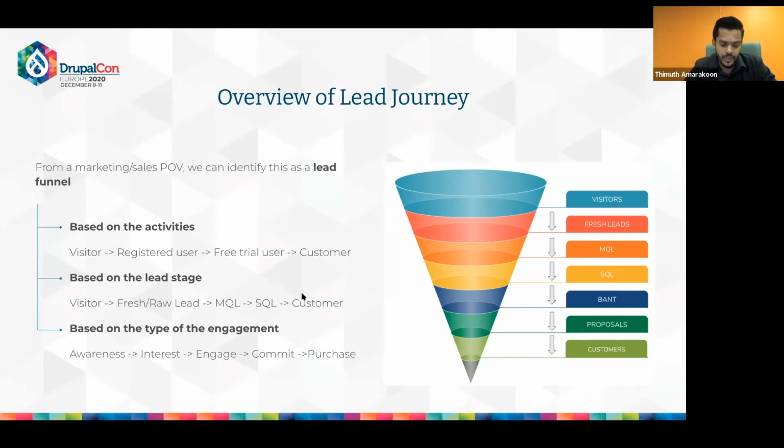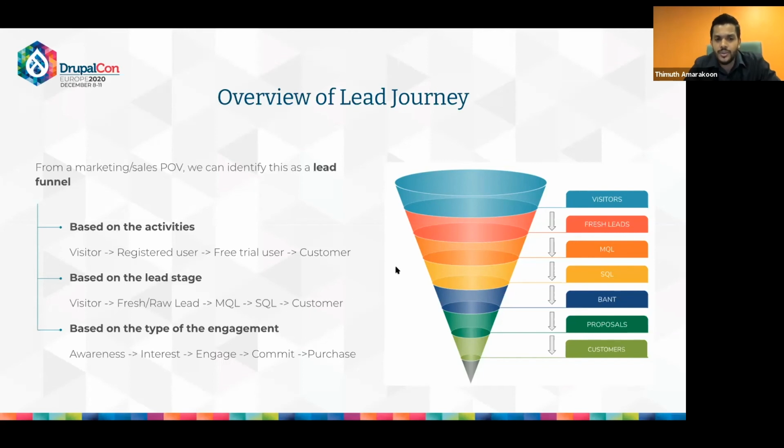And also based on the engagement, you can call them they are in the awareness stage, like they just heard about your brand from somewhere, and then they show interest and come to your website, and then they engage with your content, and then they commit, like signing up with a free trial, and then they become a customer.